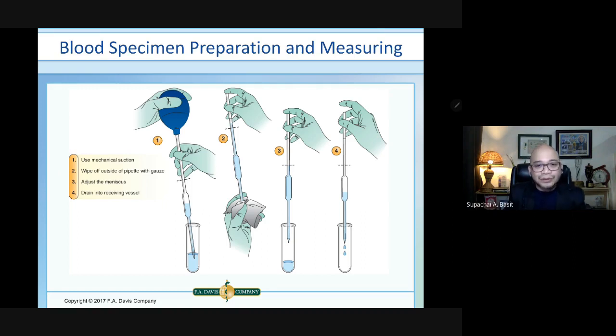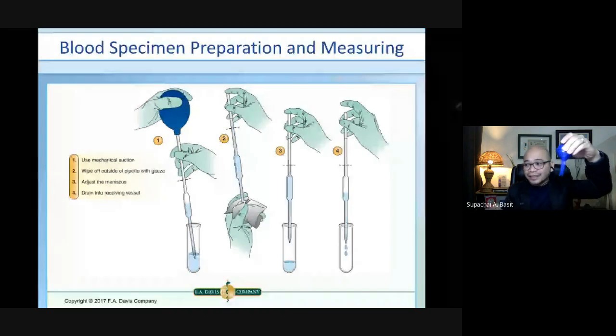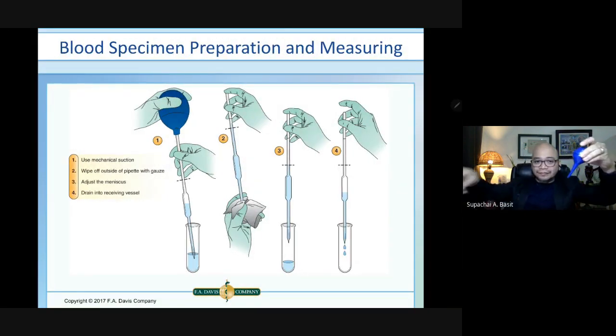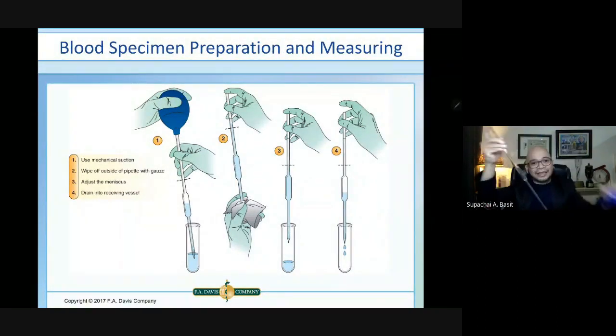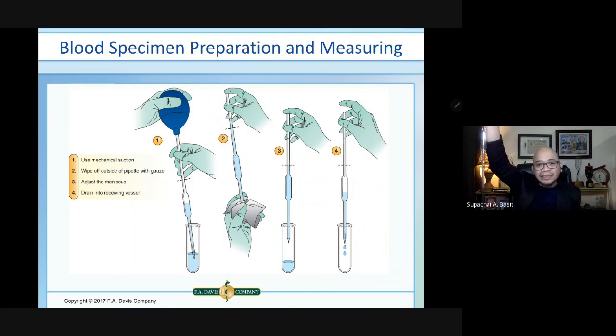Okay. So this is what I told you about. Use a mechanical suction. Okay. And then the purpose is to aspirate. So the purpose is to aspirate up until this portion, and then you wipe excess fluid outside the pipette, and then you deliver the entire thing. So if it's 10, it means that it can deliver up to 10 ml. Okay, so you drain into the receiving vessel. Okay, so this is the volumetric pipette.